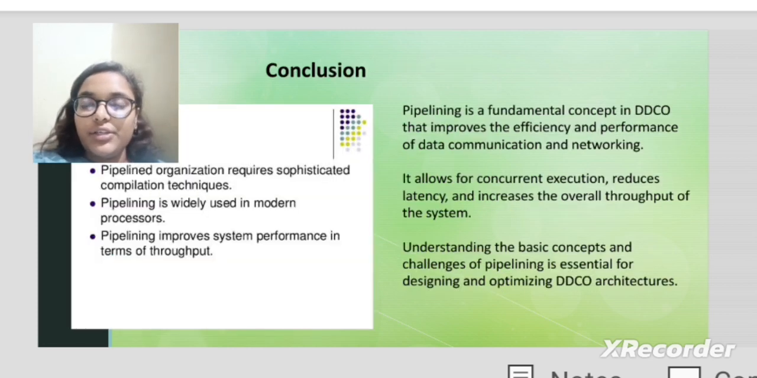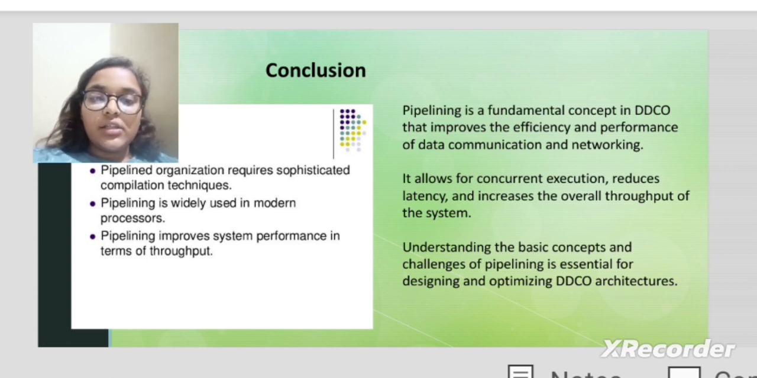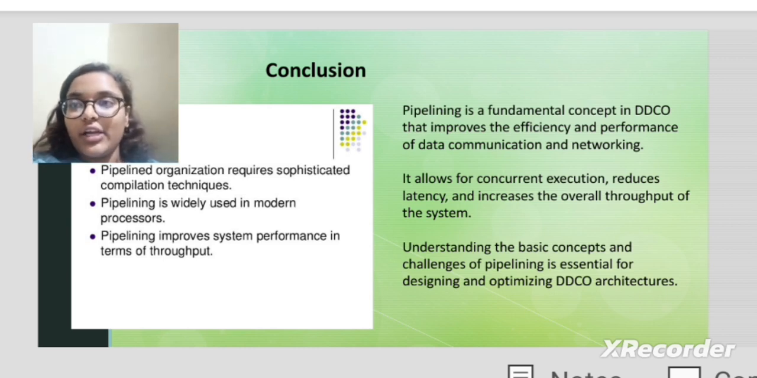Now we reached the last part of this session, that is conclusion. Pipelining is a fundamental concept in DD and CO that improves the efficiency and performance of data communication and networking. It allows for concurrent execution, reduces latency, and increases the overall throughput of the system. Understanding the basic concepts and challenges of pipelining is essential for designing and optimizing DDCO architecture.